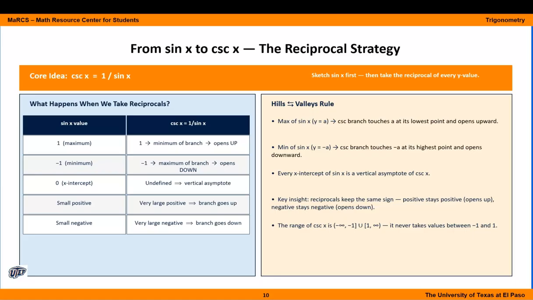Now let's go from sine to cosecant. Cosecant is the reciprocal of sine, that is, cosecant of x is 1 over the sine of x. We start by sketching the sine curve. Then we take the reciprocal of each y value. Where the sine equals 0, cosecant is undefined, so we place vertical asymptotes. Where sine is very small, cosecant becomes very large. This creates the curved branches of the graph.